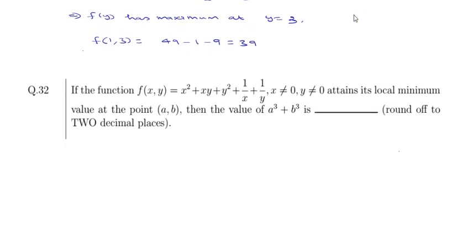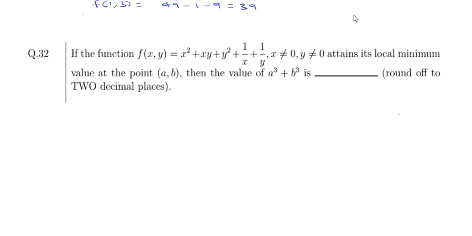So we will solve one more problem. Given the function f of x comma y equal to x square plus xy plus y square plus 1 by x plus 1 by y, x not equal to 0, y not equal to 0, attains its local minimum value at the point (a, b), then find the value of a cube plus b cube. Okay, so here we will use a shortcut trick for this function f of x comma y. Clearly we can see that f of x comma y equals f of y comma x. So therefore f is a symmetric function.